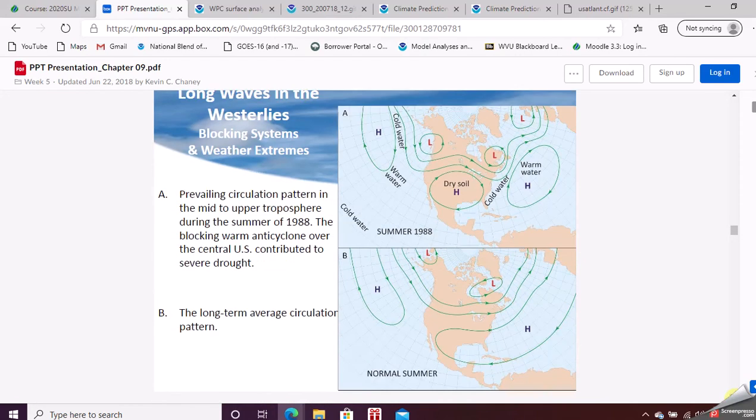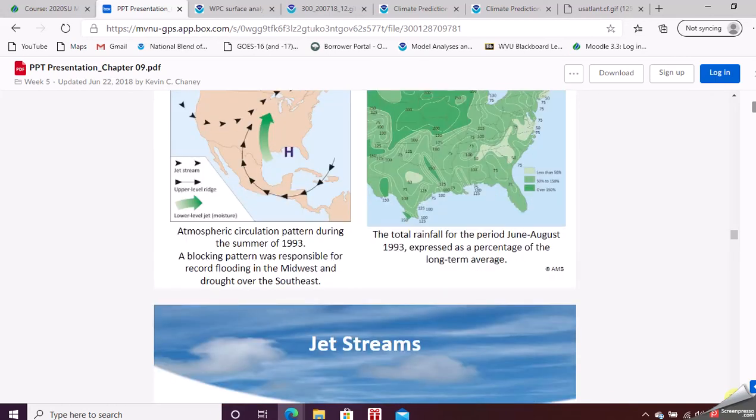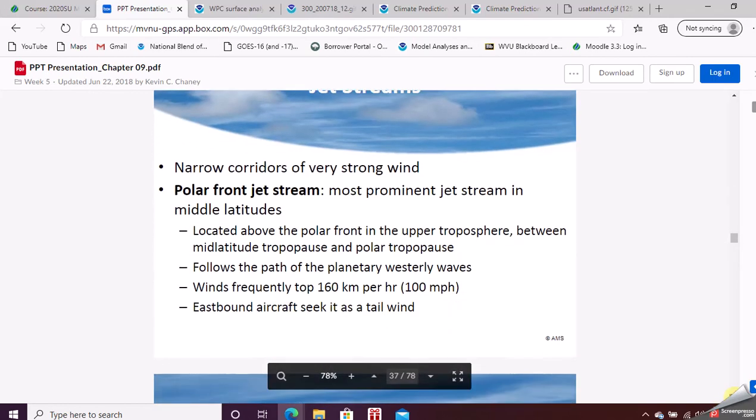There are blocking patterns that develop with time, and they can really set things up. And we've had a blocking pattern kind of over us right now with this high, and it's been hot and humid for days. The jet stream.